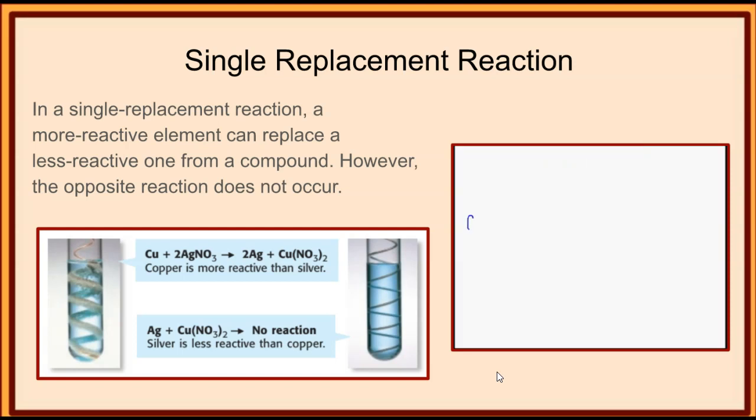In this reaction, we took copper metal and we placed it into a solution of silver nitrate. A reaction began immediately, and in the process, copper metal replaced the silver ion. The products of the reaction then were silver metal, which we saw form on the strip, and copper 2 nitrate. Copper 2 nitrate was responsible for making the solution turn a blue color.